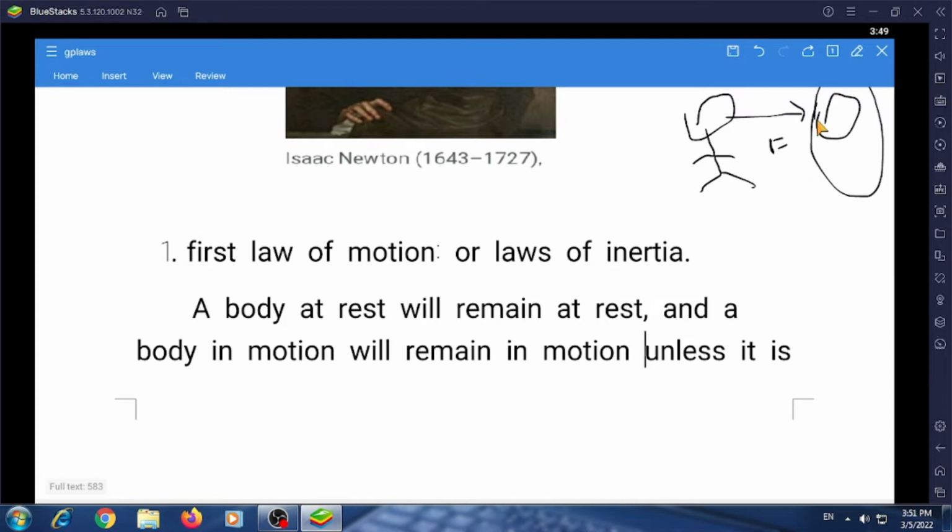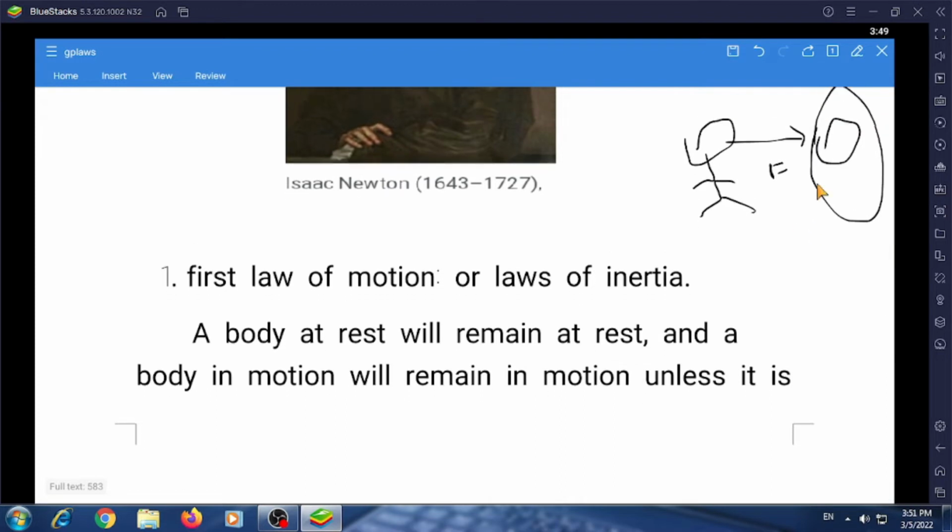When a body is placed on the ground and we don't apply any force on it, it will be at a rest position at that instant. Now the man applies a force, then it will get displaced. This is what Newton wanted to explain to all of us.